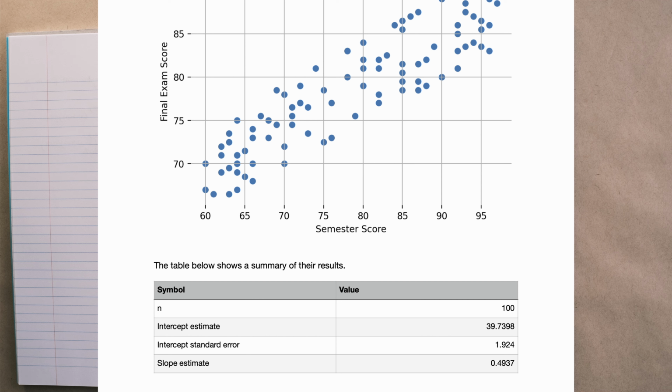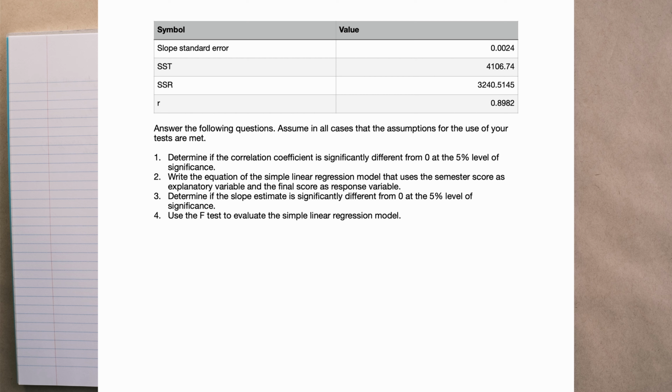So n, the sample size, would be 100. We see an intercept estimate, 39.7398, an intercept standard error of 1.924. A slope estimate of 0.4937. The standard error for that slope being 0.0024.